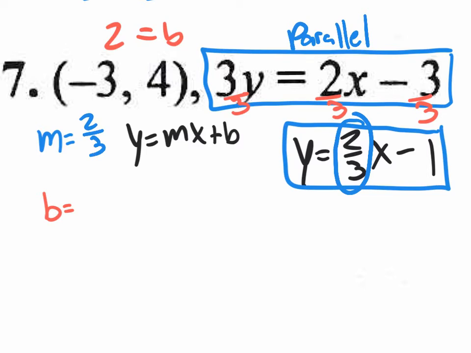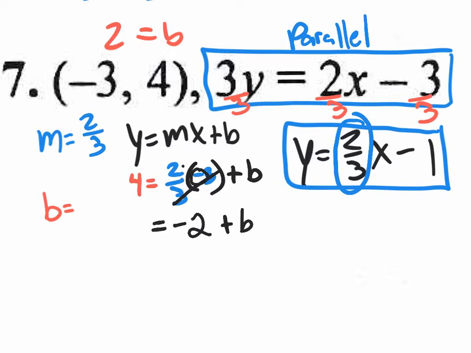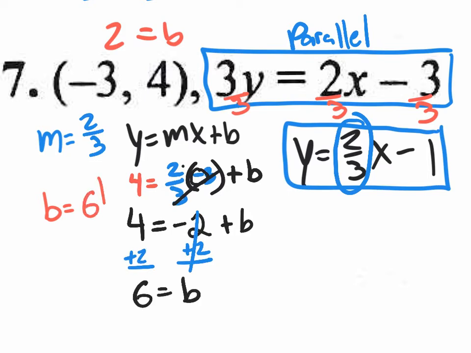So instead of y, what am I going to write? Instead of m, what am I going to write? Instead of x, what am I going to write? Instead of b, you're going to leave it b. Now let's do the math. The 3 and the 3 cancel. That's really a -1 because there's still a negative sign right there. And 2 times -1, that is -2, plus b equals 4. So you go plus 2 here, plus 2 over here. 6 equals b. So now we know that our b value is 6.